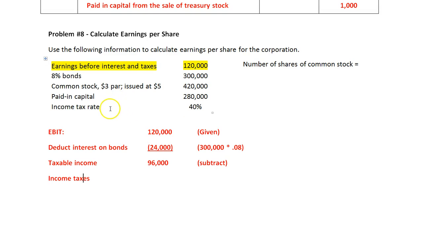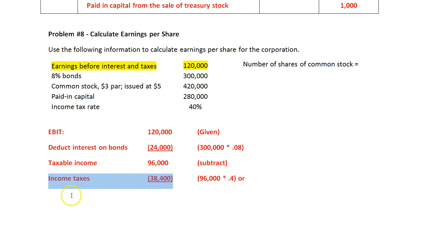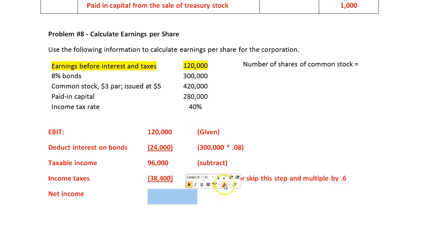Income taxes, they give us the rate of 40%, so we're going to take this number times 40%. I'm going to show you a shortcut too, because we can effectively skip this step. We don't necessarily need this. We can go straight to the after-tax, or net income, number if, instead of multiplying by 0.4, we multiply by 0.6. The logic here is if we're going to pay the IRS 40% of our earnings, we're going to keep the other 60%. So you can take this number times 0.6 and you get to the same thing, and you can skip this step if you wish.